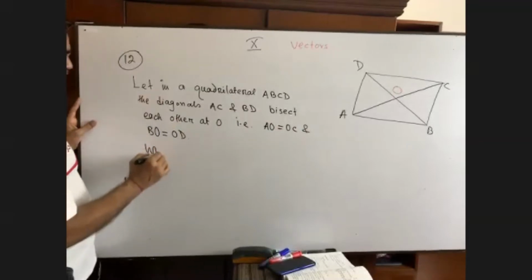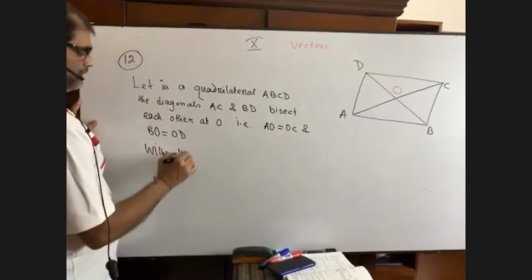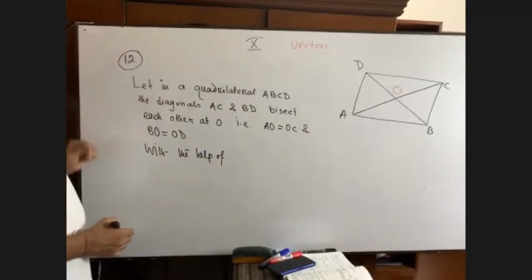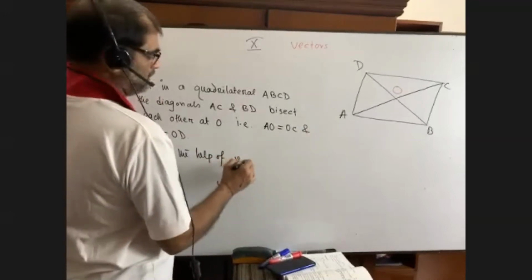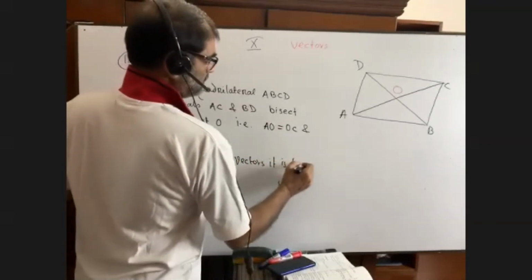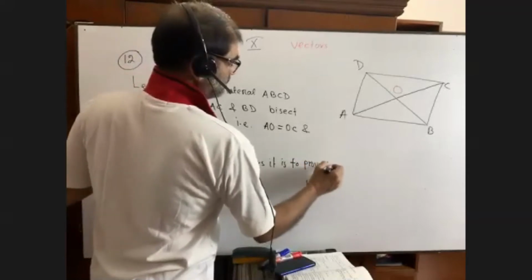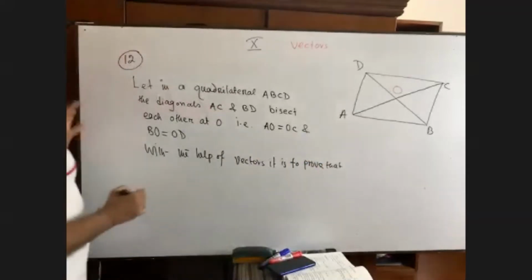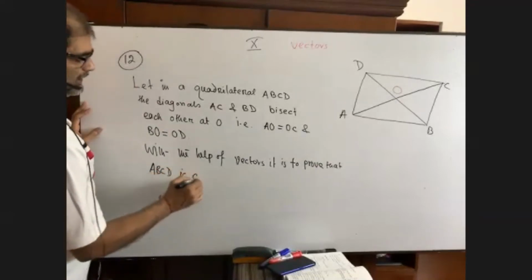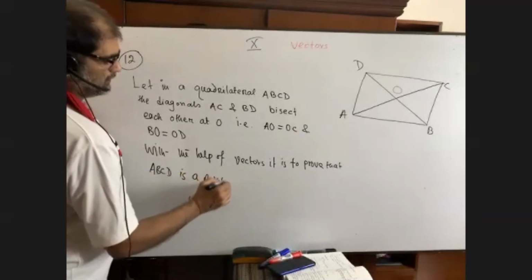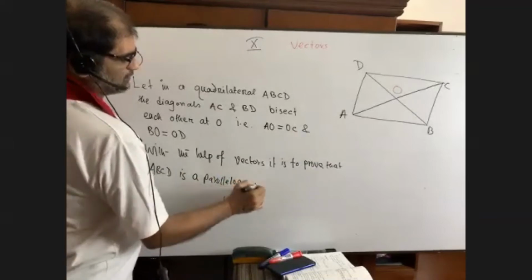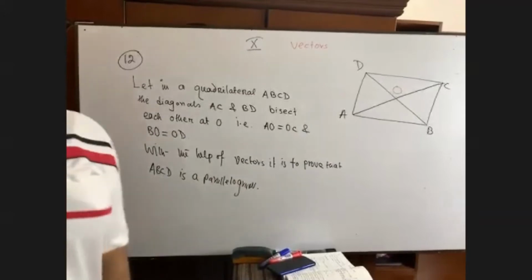Now you have to write this with the help of vectors. It is to prove that ABCD is a parallelogram. Just vice versa proof. I think all of you have copied it.